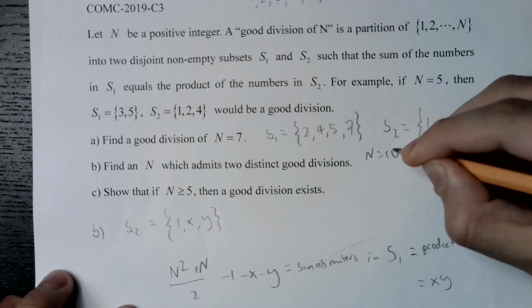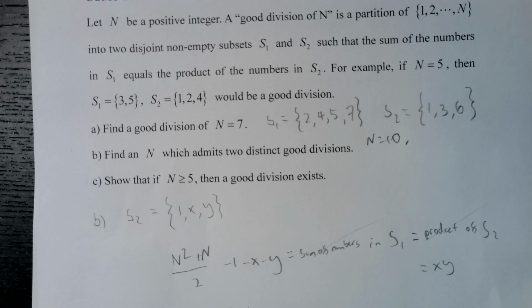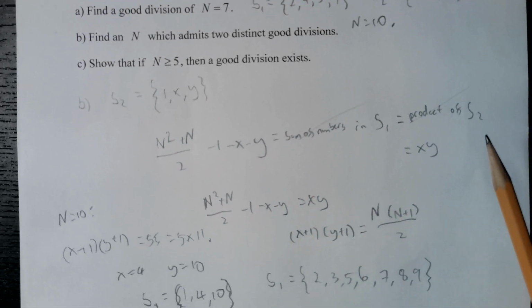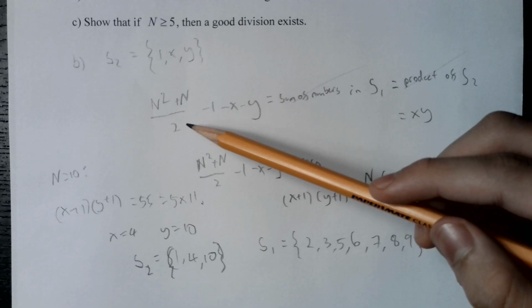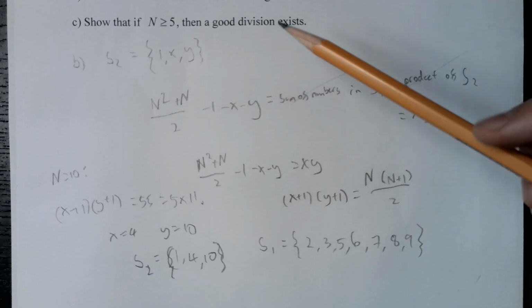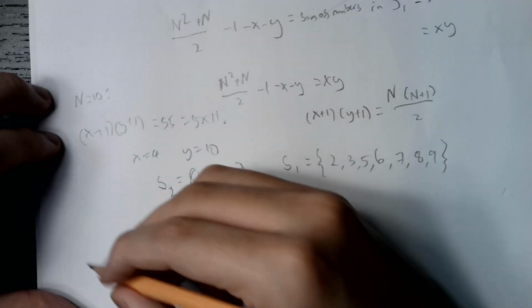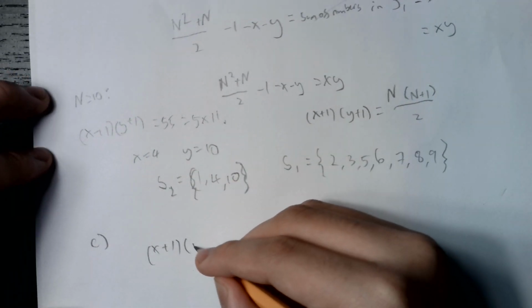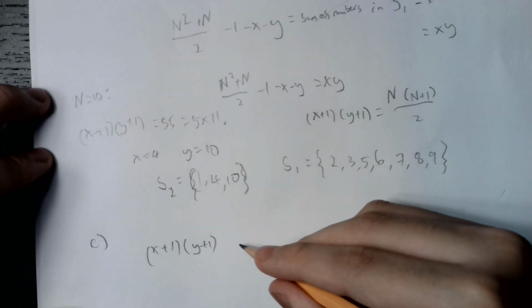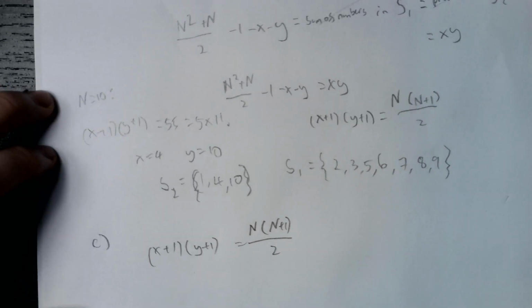I'll write that down. Now let's look at C, which will show that if N is bigger than or equal to 5, then a good division exists. So I'm just going to remove the other equation. Let's just look at this one right here on this page. N squared plus N divided by 2 minus 1 minus X minus Y, sorry. Now that we factor it, we need to look at this part in particular: X plus 1 times Y plus 1 is going to be equal to N times N plus 1 divided by 2.